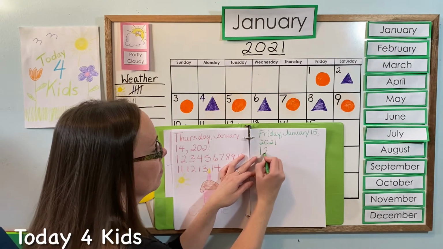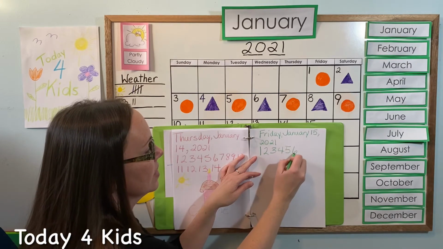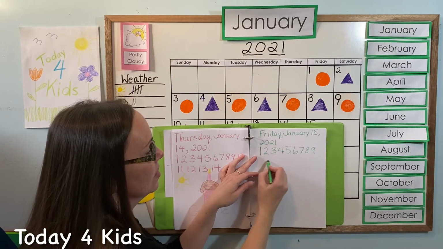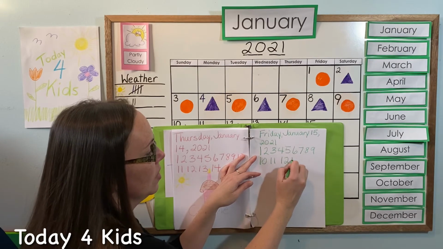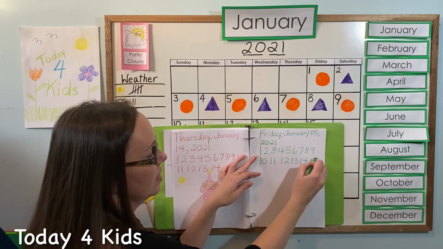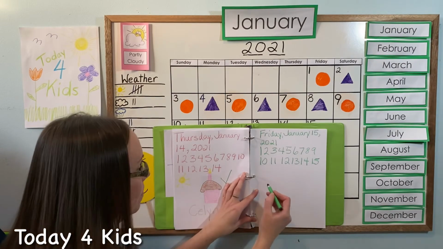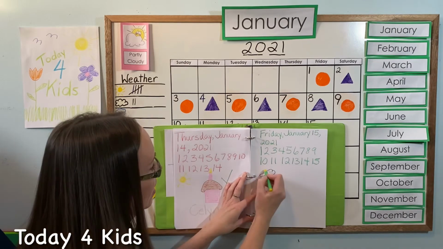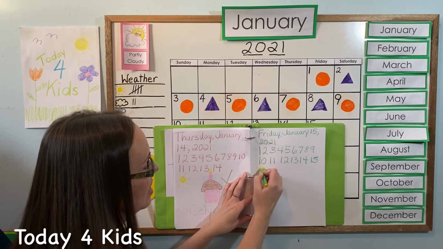So 1, 2, 3, 4, 5, 6, 7, 8, 9. I ran out of room here, so I'm going to go down here. 10, 11, 12, 13, 14, 15. And it's partly cloudy, so I'm going to draw a cloud, and then I'm going to color in a sun, because partly cloudy, partly sunny means that the sun is peeking out every once in a while.